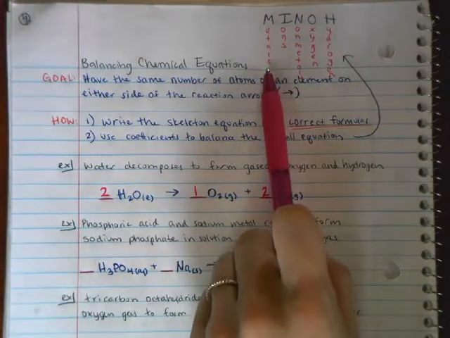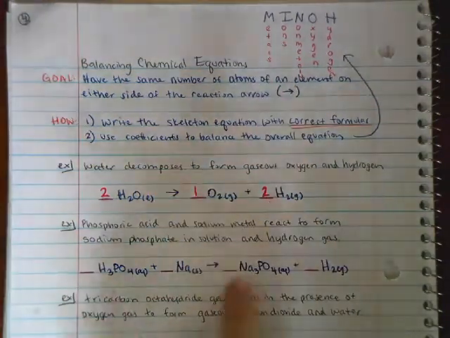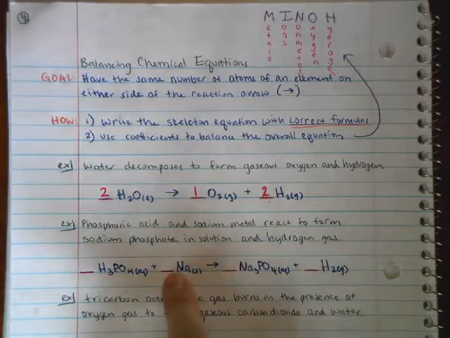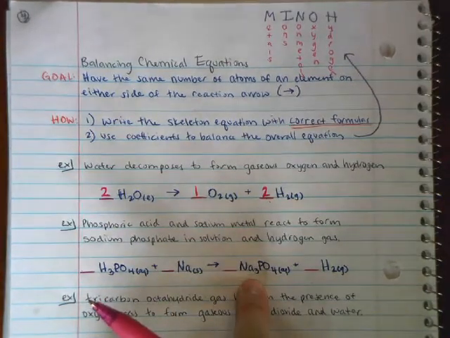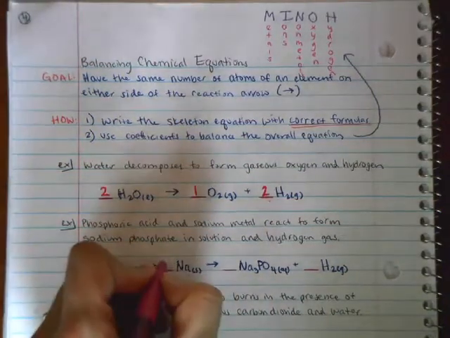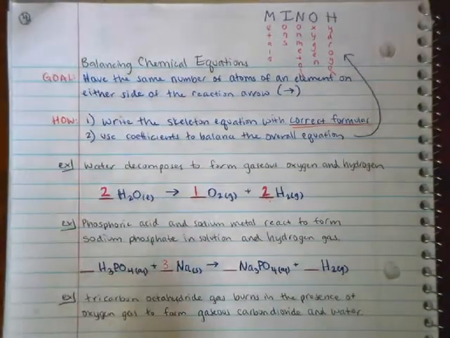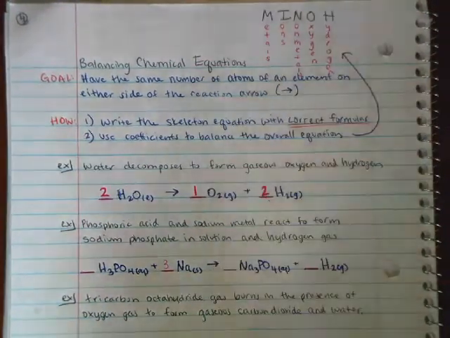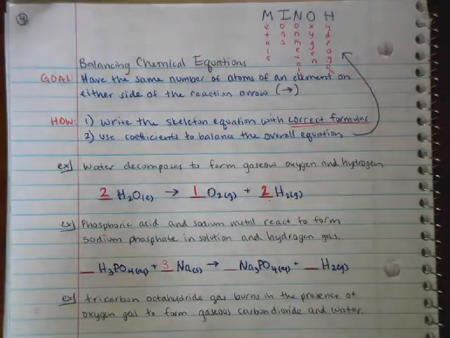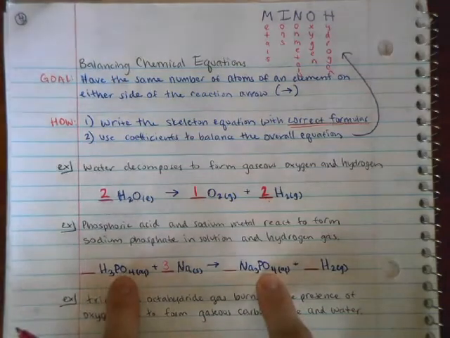So this suggests that I start with the metals, and generally that's a good idea. Sodium is a metal. On the left side, I only have 1 sodium atom. On the right, I have 3. To fix that, I'm going to put 3 as a coefficient right here. Next, it suggests that I tackle the ions.